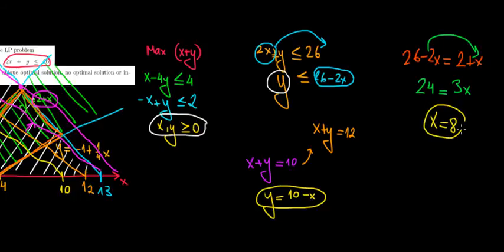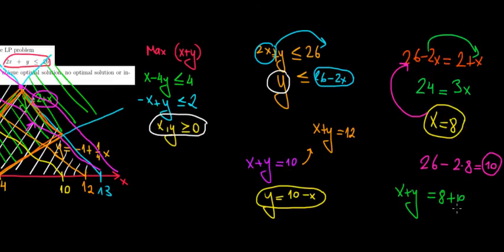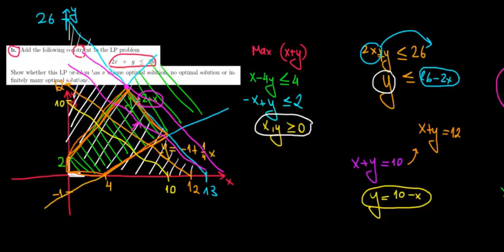Now we can substitute this into either of these two lines to find the corresponding y value. Let's say we substitute over here. Well, 26 minus 2 times x is 26 minus 2 times 8. So that's 26 minus 16, and that's equal to 10. Meaning that the maximum value would be x plus y equals 8 plus 10, and that would be equal to 18. This would be it.